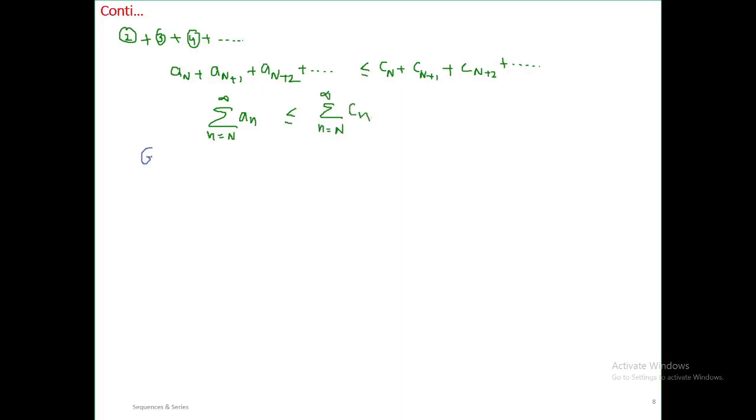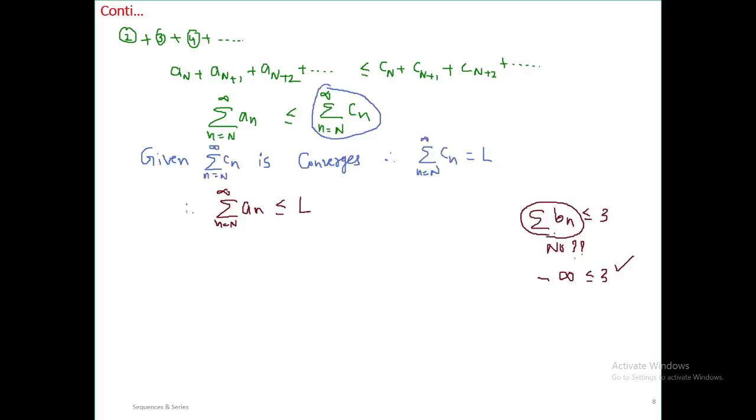And what is given to us? Given that series Cn converges. Let's say series Cn has sum L. If some series is less than or equal to L, I cannot say in general that it converges. But here the an are more than or equal to 0, so the sum is not negative. The sum is always more than or equal to 0, so such a minus infinity sum is not possible here. So no need to worry.